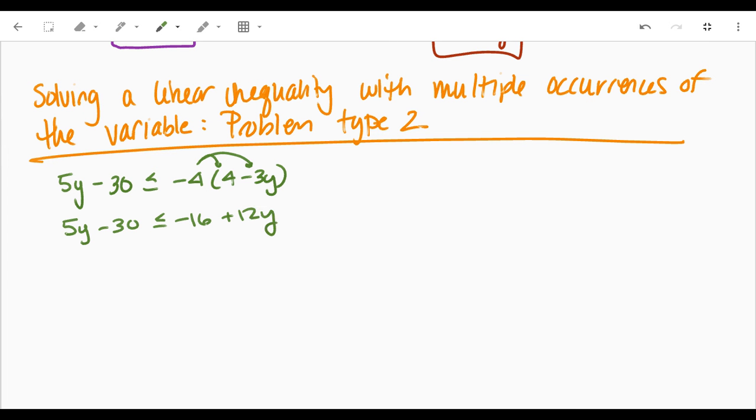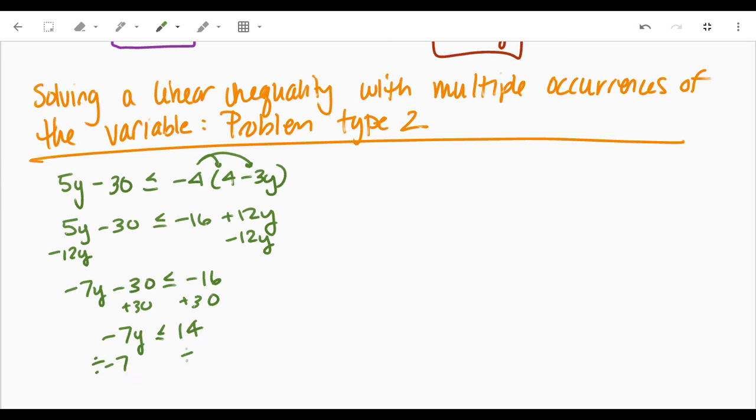Okay, and that's it. So now it's just like the last one, right? Not too shabby at all. So again, we usually want to keep the y's positive, so we subtract 5y from both sides. I'm just going to show you if we didn't do that. If you said I'd rather do negative 12y, so I'll get negative 7y. I don't know why you would do that, but it's okay. And then you added 30. So you have negative 7y is less than or equal to 14. You can divide by negative 7, but just switch that sign around. So y is greater than or equal to negative 2.